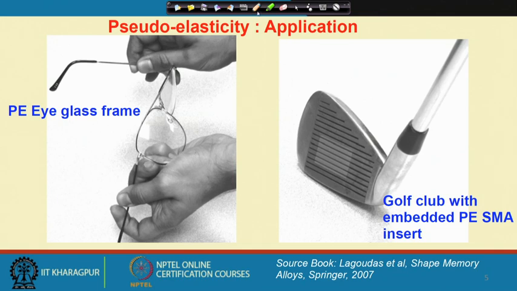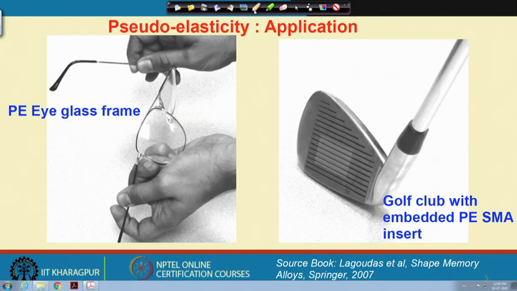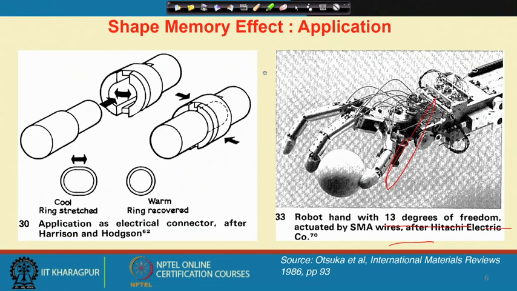Now, the same pseudo elasticity effect can be used for, let us say, a spectacle frame, where we have intentionally bent the frame to show, and during the application of the stress it bends, and once it is unloaded, meaning you simply leave the hand, the frame automatically comes back to the original shape. Or maybe in a golf club there are some parts where we use a pseudo elastic material, shape memory alloy, inserted into it, which stores the energy and gives us a larger resilience and knocks the ball a very long distance. So, this is also another very important application area of the pseudo elastic effect.